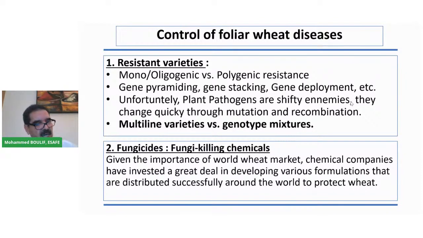Okay? This is about genotype management, but fortunately for us, we also have our friends of the chemical industry who have produced several fungicides that are suited to treat wheat in the field. Given the importance of wheat, the world wheat market, as I showed on the first slide, chemical companies have invested billions of dollars in developing various formulations that are distributed successfully around the world to protect wheat. Right now this is the biggest market for the fungicide industry, just because the acreage of wheat in the world is just huge.